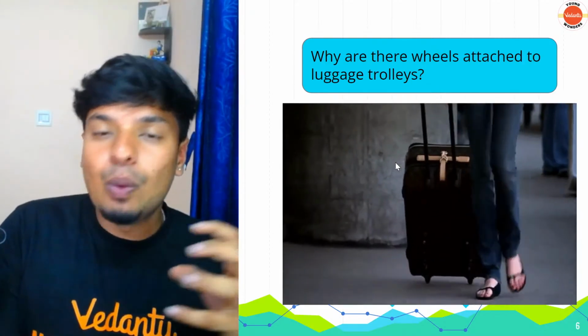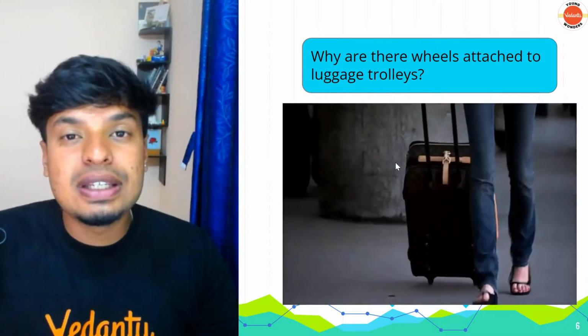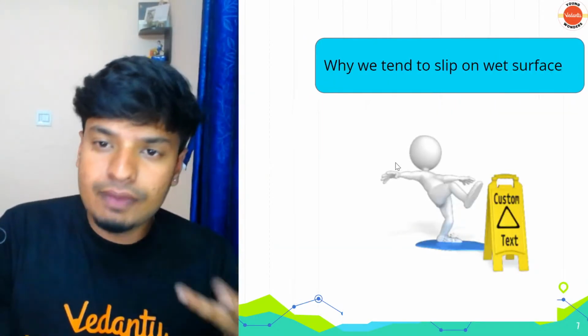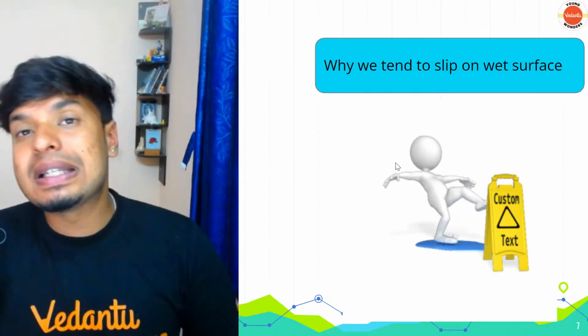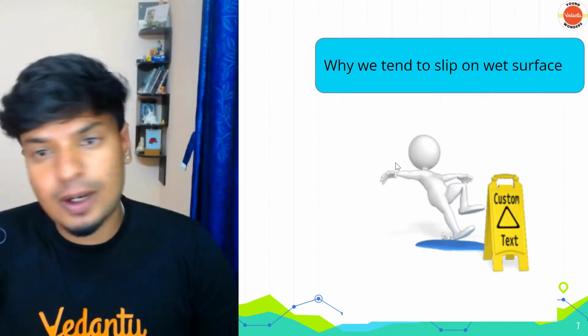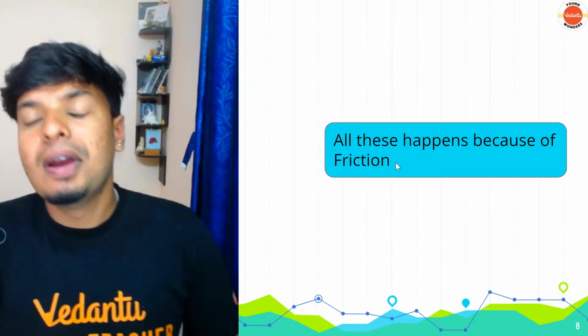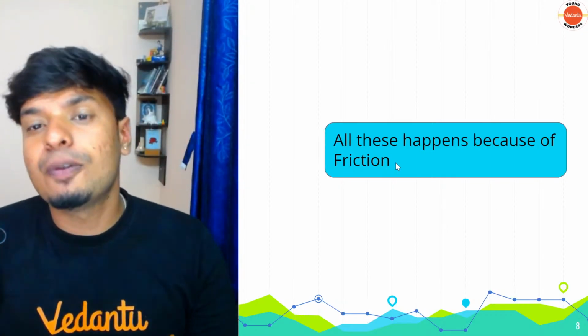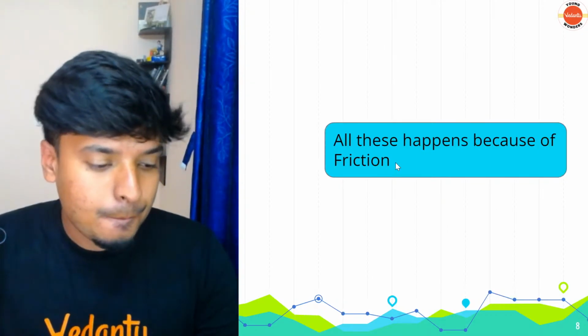Okay? Now, why are wheels attached to luggage trolleys? That is also another example. We will see. Why do we slip on a wet surface? That is also one of the other questions that we all have. All of these happen because of friction. We will see how.